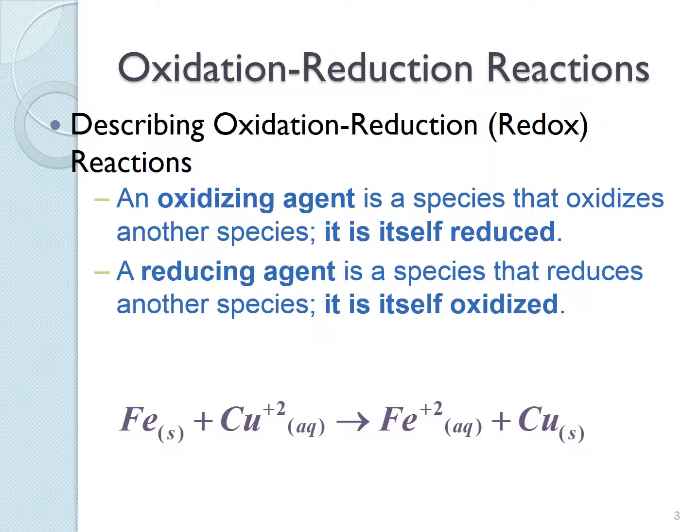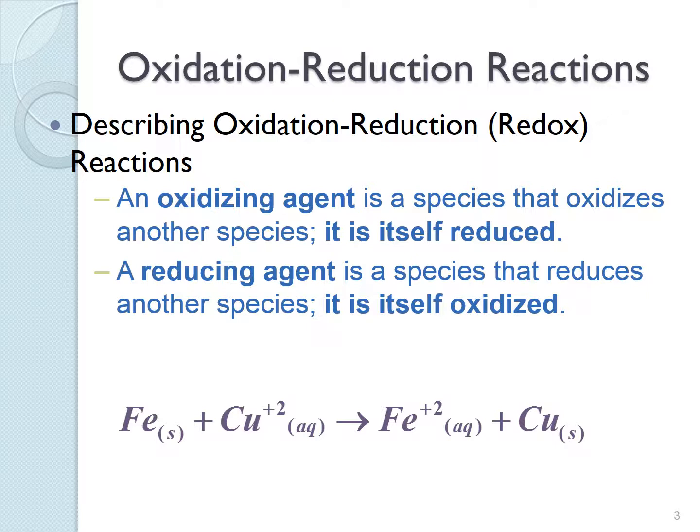So if we're looking at this reaction, let's just review a little bit. Iron, let's look at what the oxidation numbers are. First of all, the iron on the left has no charge, so it has an oxidation state of 0. Copper 2 plus has an oxidation number of +2. Oxidation state and oxidation number mean the same thing. Iron +2 has an oxidation number of +2, and copper without a charge has an oxidation number of 0. So if we look, we see that iron goes from 0 to +2. It's losing electrons. It's becoming more positive, so it is being oxidized.